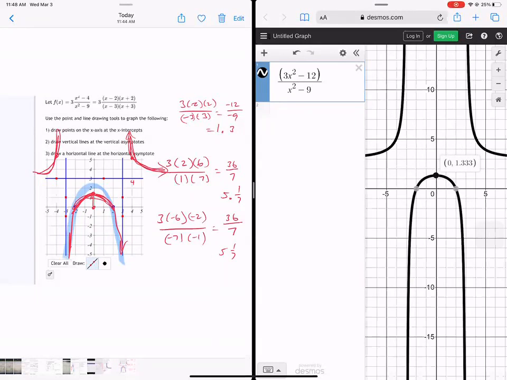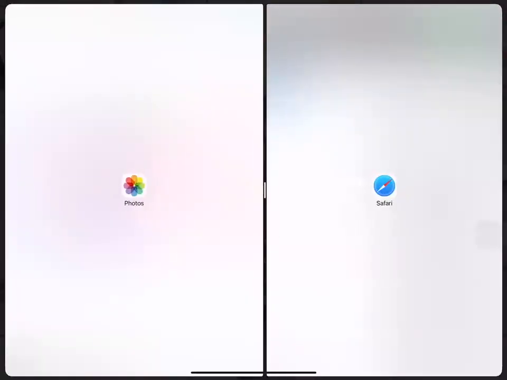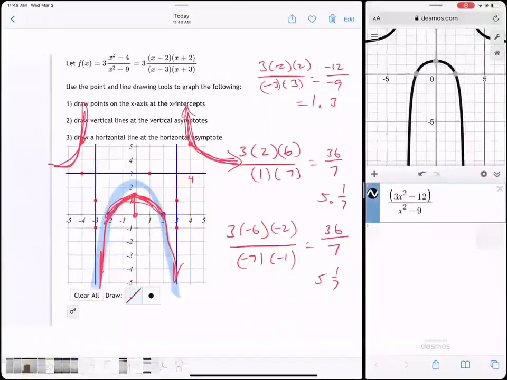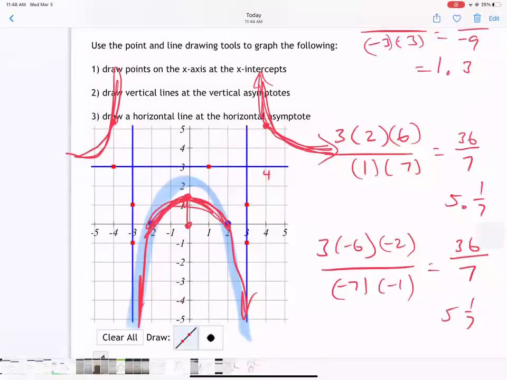Okay. So this is the guideline for us graphing these rational functions. We graph horizontal asymptotes, we graph vertical asymptotes, and we're good to go.